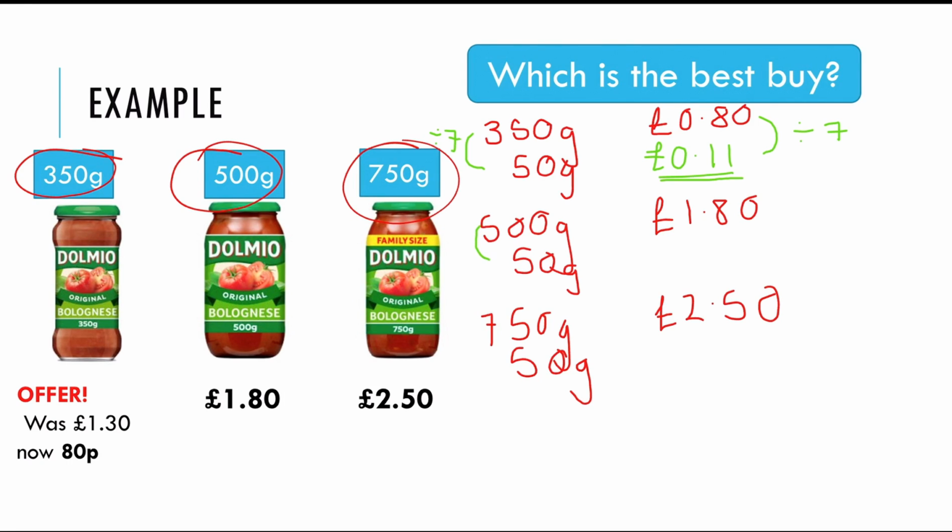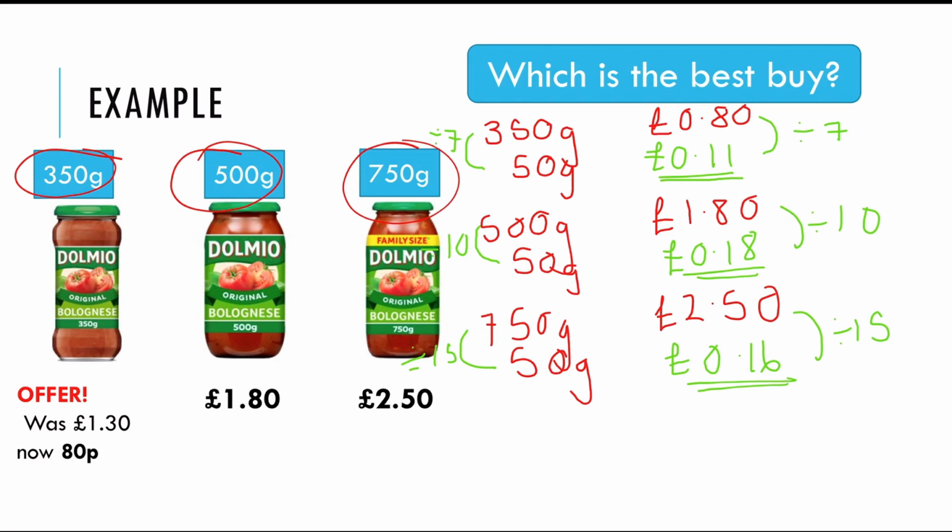What did I divide 500 by to get to 50? Well, I divide by 10. So I need to also divide the other side by 10, which gets me 18 pence. What did I divide 750 grams by to get 50 grams? I divided by 15, since 5 goes into 75 15 times, which means I also need to divide £2.50 by 15 in my calculator, which will give me 16 pence.